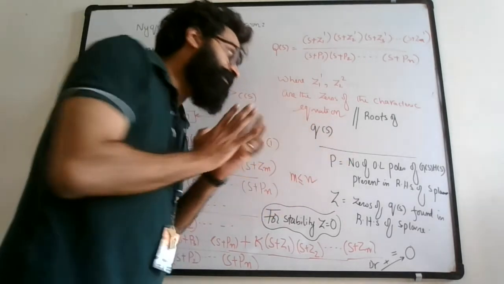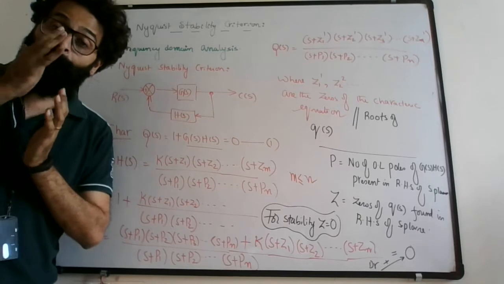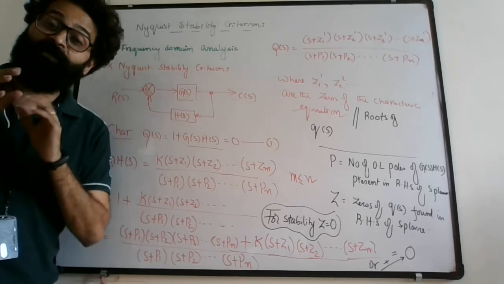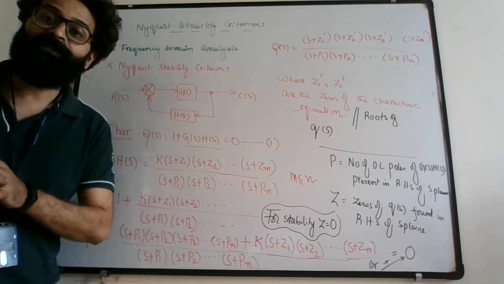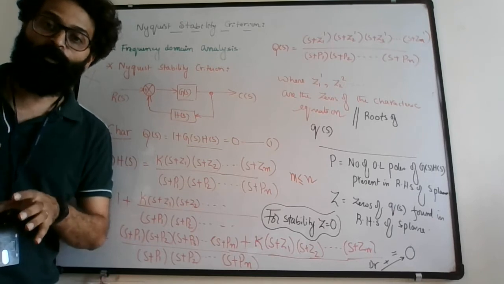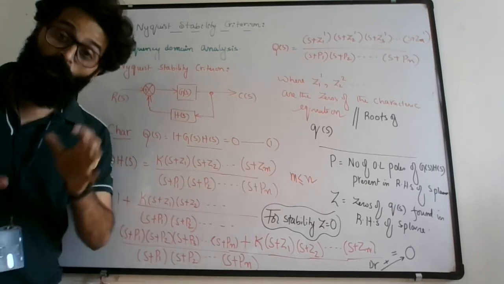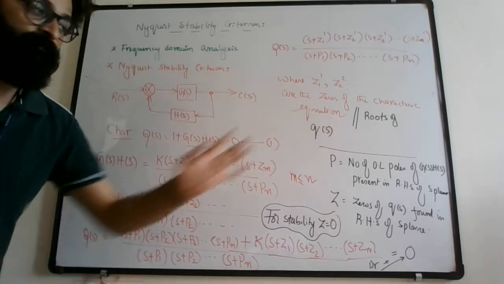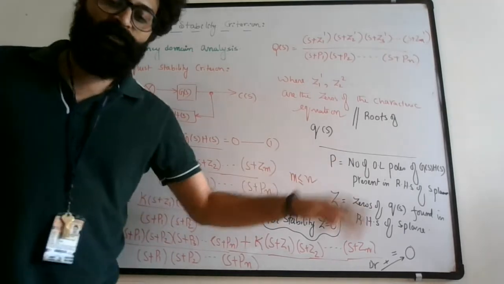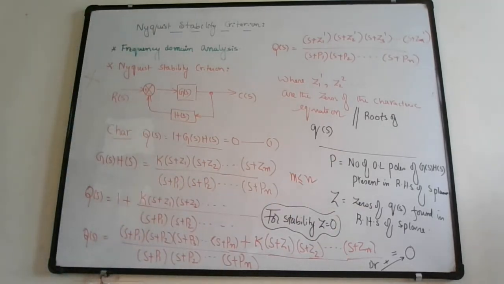However, there can be some open loop poles present in the right half of the s plane. Just because there are some open loop poles in the right half of the s plane, the system cannot be judged as unstable, provided you find out the Nyquist plot or you find out the roots of the characteristic equation, which is nothing but zeros of the characteristic equation. All right. So that's the base of Nyquist plot. The base is to find out P, which is open loop poles, and Z, which are zeros of Q of s found in RHS of the s plane. All right.